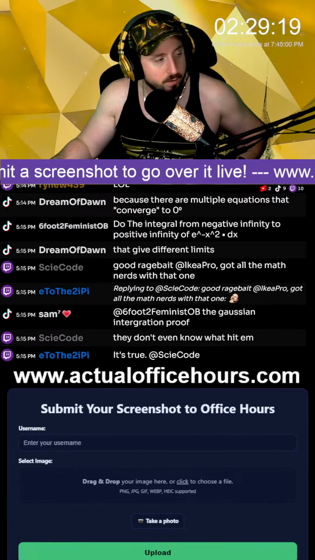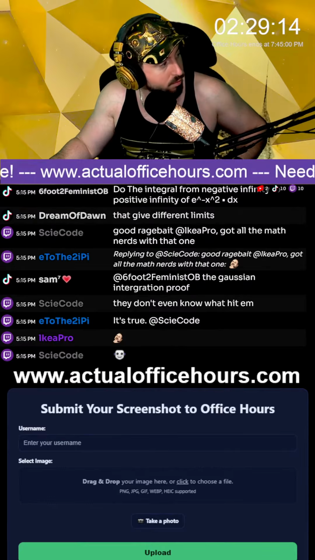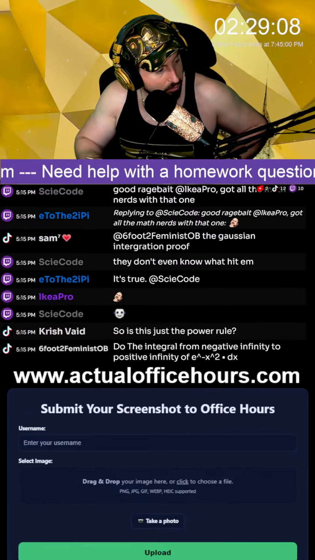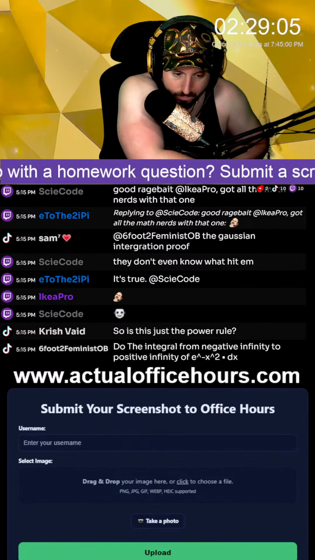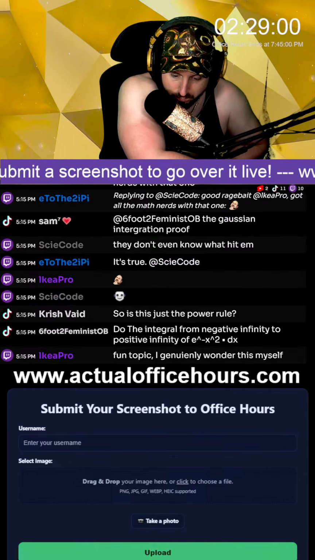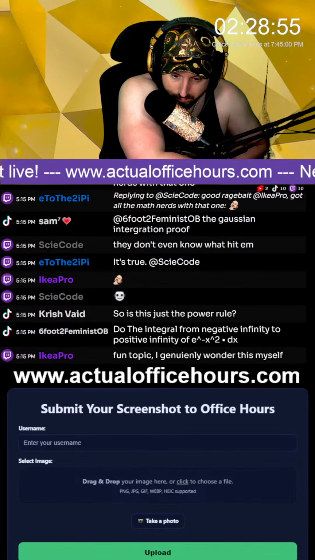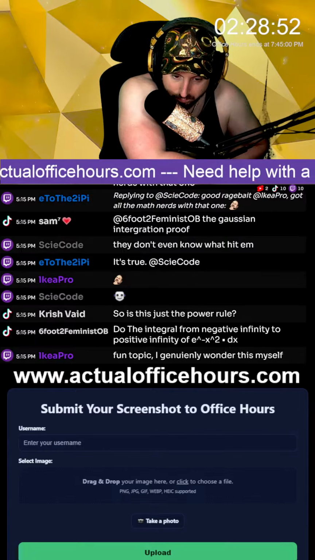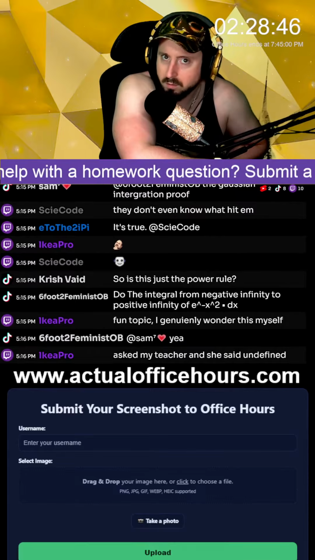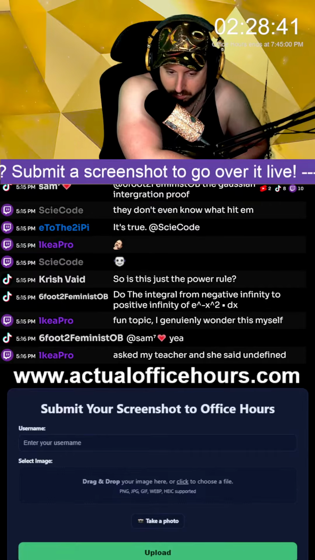No. Because there are multiple equations that converge to 0 to 0, and those are not all equal to 1. Oh. Okay. Oh, are there multiple different ones? And then that's why it's undefined? Because you can't have things converging to different stuff? I think that's what we're kind of saying. I want to see why this doesn't work. She said it was undefined. Okay. I'll agree with it.